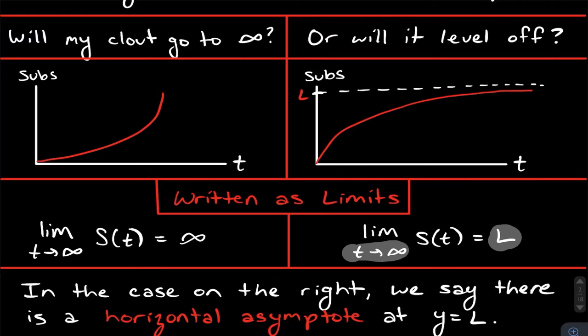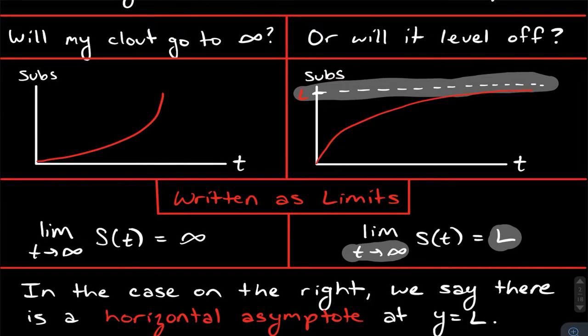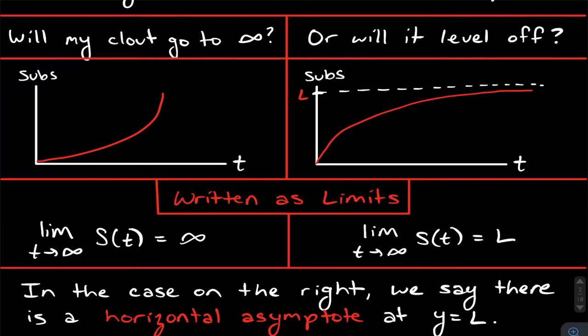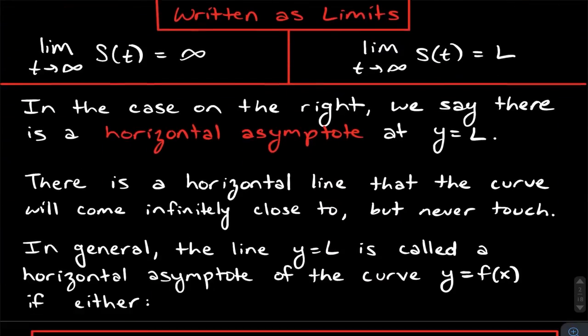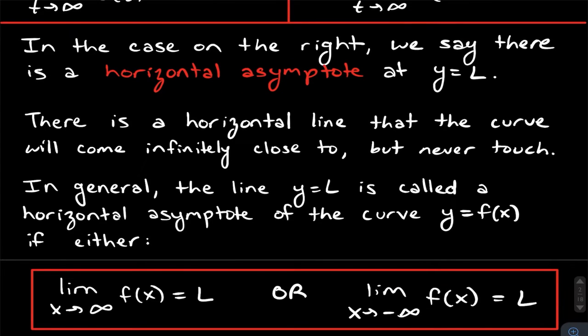That's the idea with limits, right? It's going to get closer and closer to the y value of L, okay? And so again, in the case on the right, we say that there's a horizontal asymptote at y equals L, okay? Basically just what I've already stated here, that's a horizontal line, it comes infinitely close to it, it never touches it, and yeah, that line's called a horizontal asymptote.